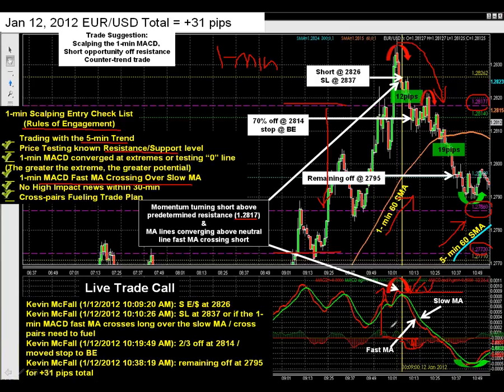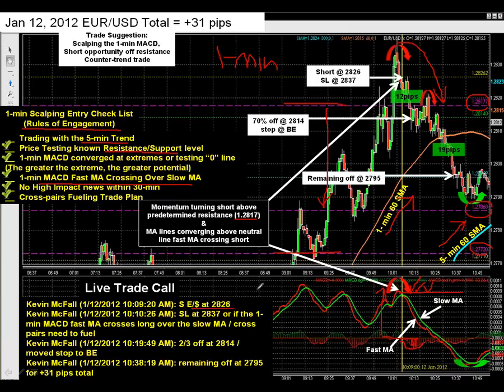Now, we look at this and say, okay, we met all the rules of engagement. That gives you the highest probability of a successful trade. Remember, there's never any guarantees. It's all about probabilities and getting the highest probabilities using the least amount of indicators to be able to produce the greatest amount of pips. So here's the live trade call.